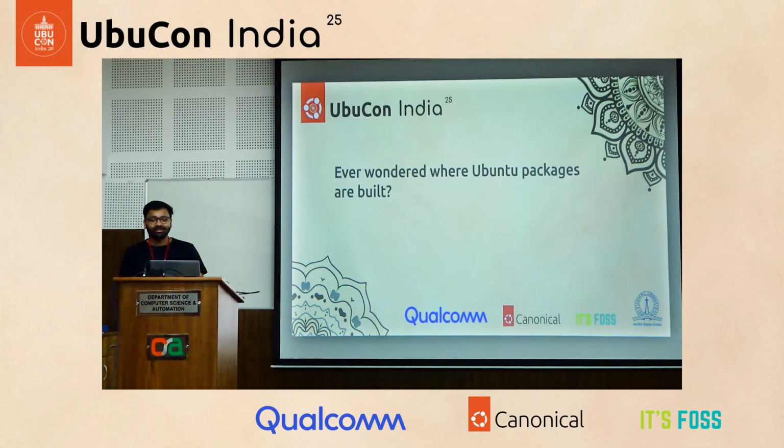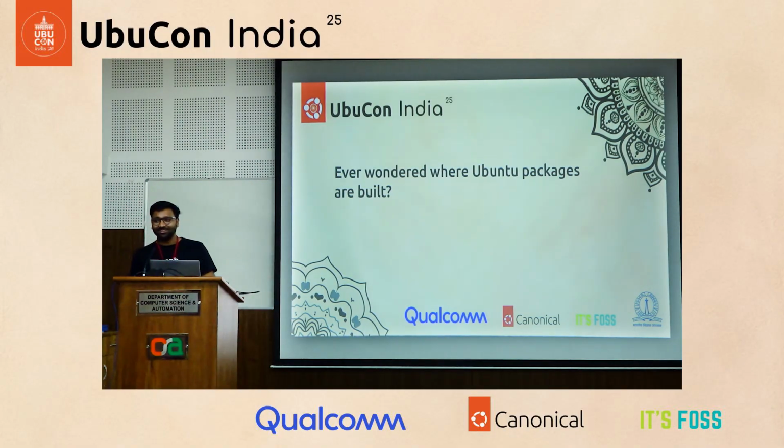I kind of spoiled it already, but have you ever wondered where all the Ubuntu packages are? When you do apt update, you see a bunch of binaries getting installed. It's all released. So yes, it's Canonical's Launchpad. All the binaries that you see when you do apt update are built on Launchpad's build farm.